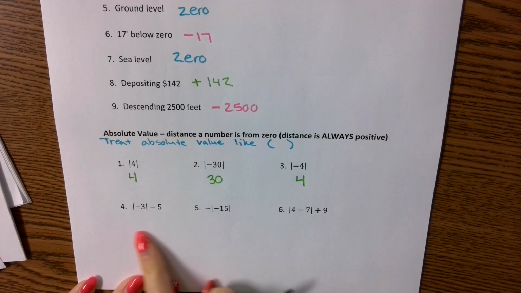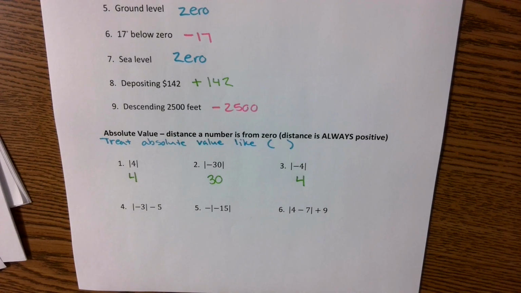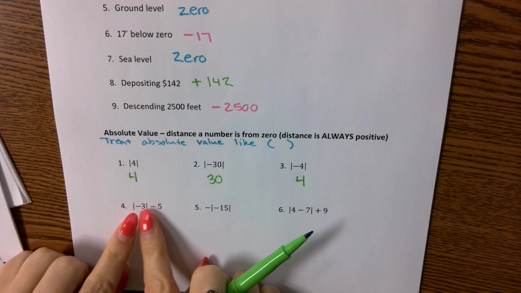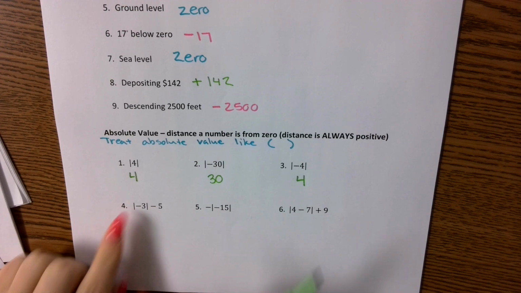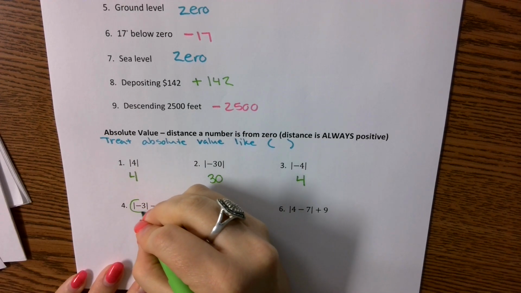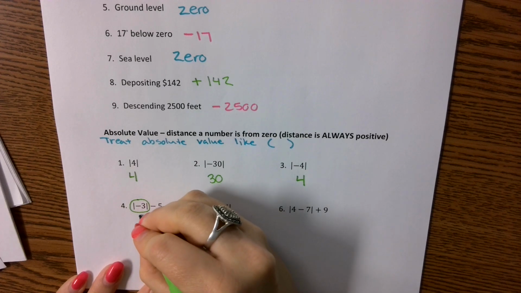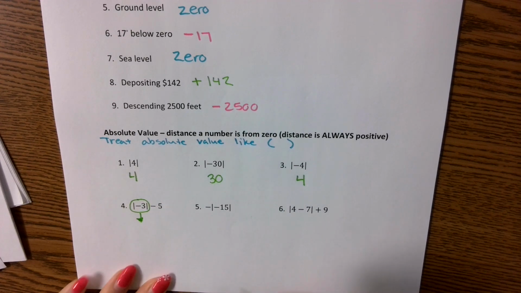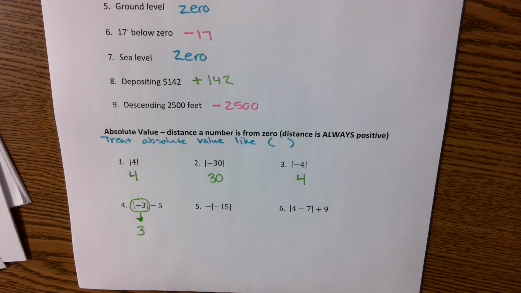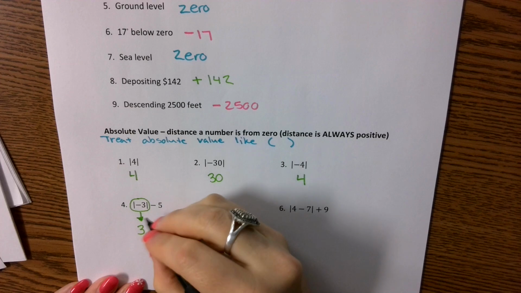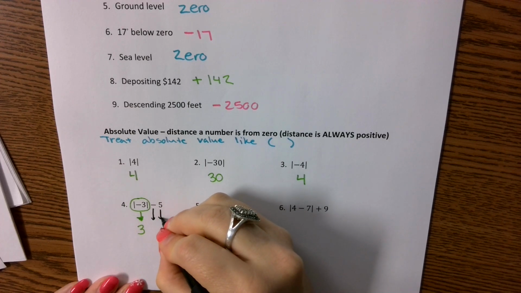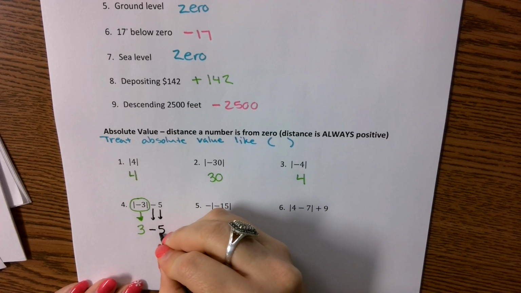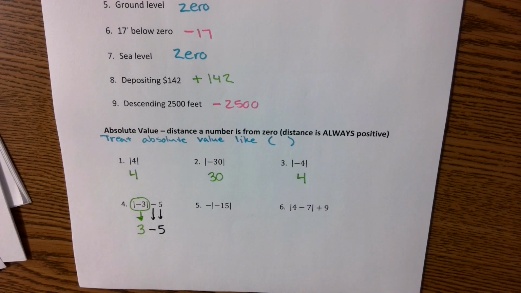Okay, now we get down to these problems where, again, we have more than just the absolute value involved. So we want to treat it like a parentheses problem, where we do the absolute value first, before we do the rest of the problem. So the first thing that I'm going to do is take the absolute value of this negative 3. What's the absolute value of negative 3? 3. So the absolute value of negative 3 is positive 3. Then we're going to bring down the rest of the problem. So we're still going to have minus 5. So now we're going to do 3 minus 5.